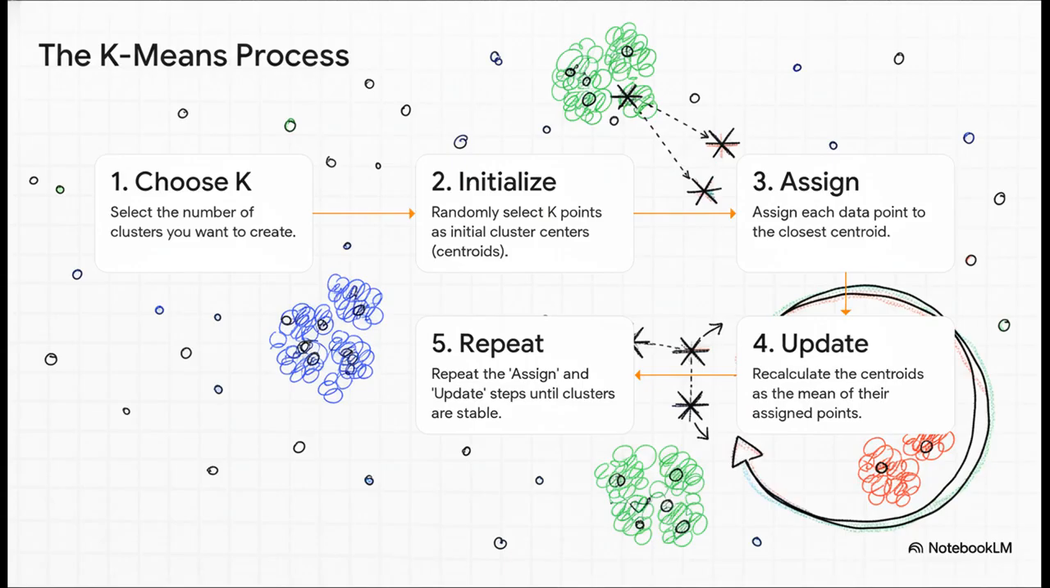Now, here comes the really clever part, the update step. The algorithm looks at these new groups and recalculates the true center of each one. And then, it just does it all over again. It reassigns the points to the new centers, then updates the centers again, over and over until the groups stop changing. That's the whole dance.